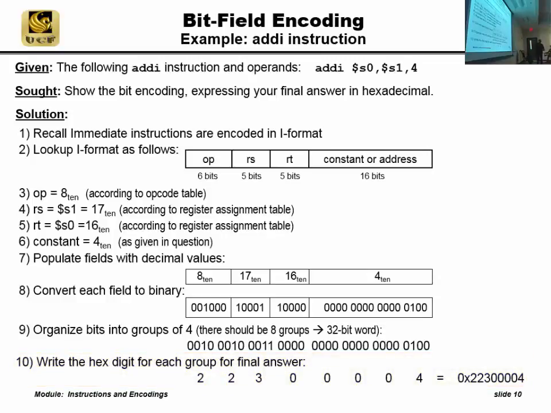Well, you've got to figure out the value of each field. How do you do that? Use the reference sheet to look up the register number and write that in binary. Look up the opcode and write that in binary. Then what? You've got a whole bunch of binary digits, and you've got to write it in hex. You guys know how to do that? Just group them by 4.